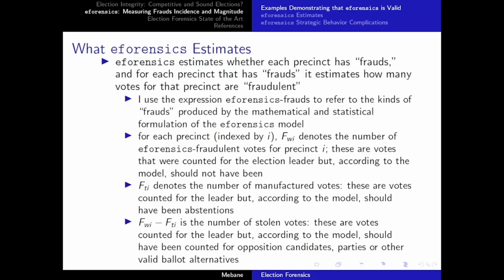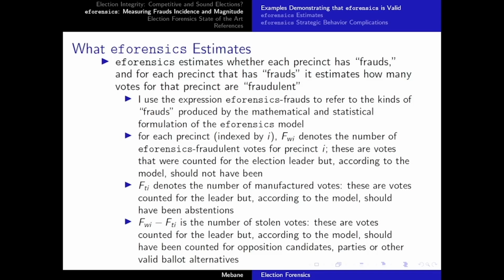So there's a mathematical model behind it. I'm not going to show you the math, but you can look at some of the citations to see the full model if you're interested in the formulation. So what does it produce? It produces essentially two quantities for each precinct. In these bullet points down here, I'm indexing the individual precinct by the letter i, or polling station, or voting box, or whatever you have for your aggregation unit. I'll say precinct again in words here. And so F sub W i is the thing it estimates, which is the estimated number of e-forensics fraudulent votes.